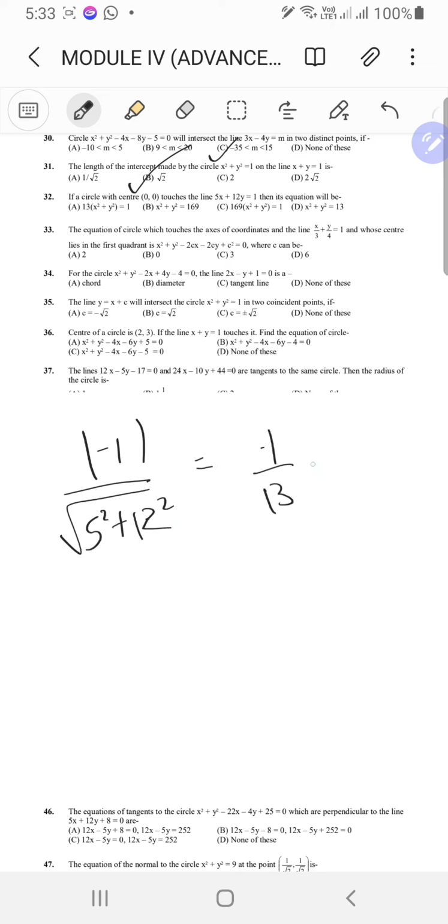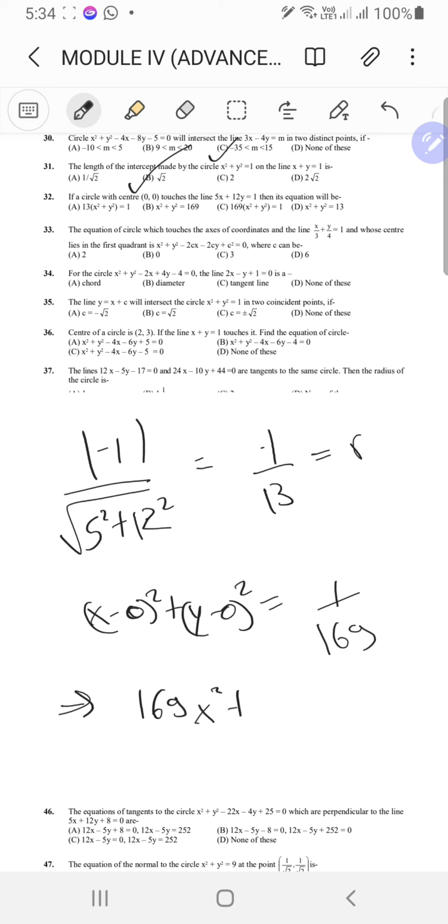Nice. So this is going to be x minus 0 squared plus y minus 0 squared is equal to r squared, which is 1 upon 169, right? Which means 169 x squared plus 169 y squared equal to 1. Cool. Let's see if that is correct. Yes, that's there. Okay, next question.